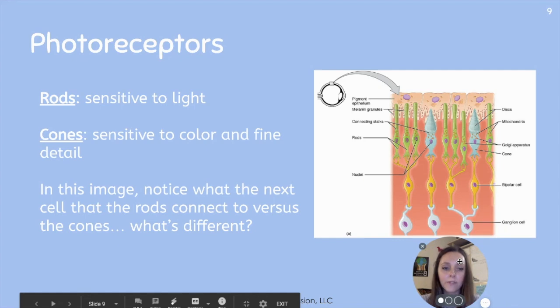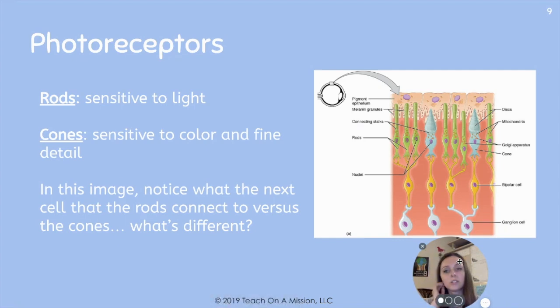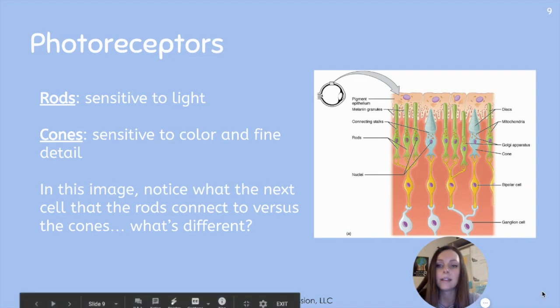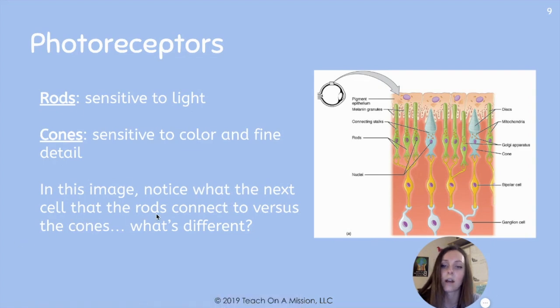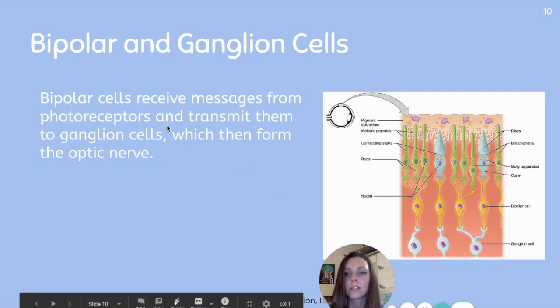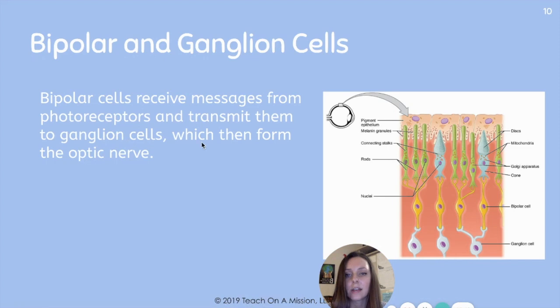Photoreceptors, so specifically rods and cones. Rods are sensitive to light. Cones are sensitive to color and fine detail. In this image, notice what the next cell is that the rod connects to, versus the cones. What is different? Okay, bipolar and ganglion cells. Bipolar cells receive messages from photoreceptors and transmit them to the ganglion cells, which then form the optic nerve.